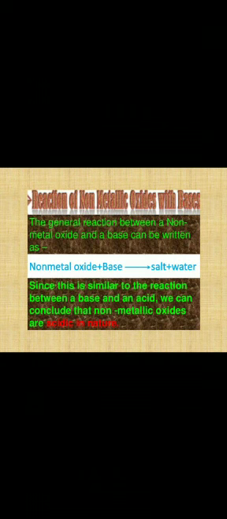The last reaction is the reaction of non-metallic oxides with bases. If we react a non-metallic oxide with a base, it forms salt and water. Since this reaction is similar to the reaction between a base and an acid, we can conclude that non-metallic oxides are acidic in nature. Since in the last two reactions I have just given the summarized equation, you have to write it in your notebook, two examples of each of these reactions.